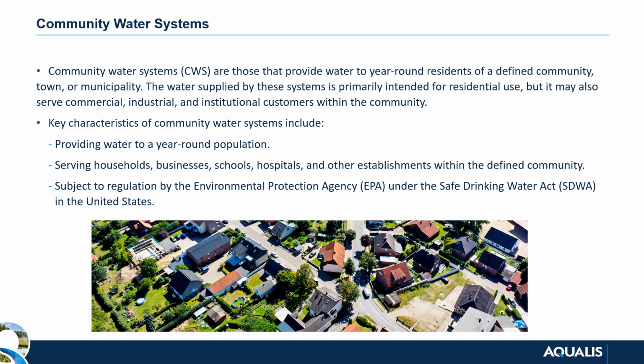Key characteristics of the community water system include providing water to a year-round population, serving households, businesses, schools, hospitals, and other establishments within the defined community. These are all subject to regulation by the Environmental Protection Agency under the Safe Drinking Water Act in the United States.